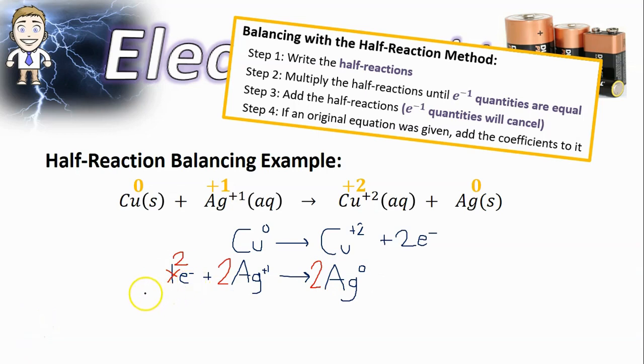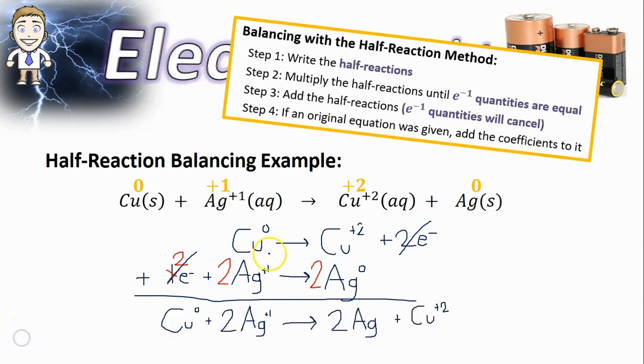The third step now is to add my two half reactions, and if I did a good job, the electrons should cancel off. So I've got two electrons on opposite sides, that means they will cancel. Now I've just got to bring down the reactants and the products. So after carrying down my two reactants, I've got copper reacting with 2 Ag plus 1s, and bringing down my two products, I've got two solid silvers and a copper plus 2.